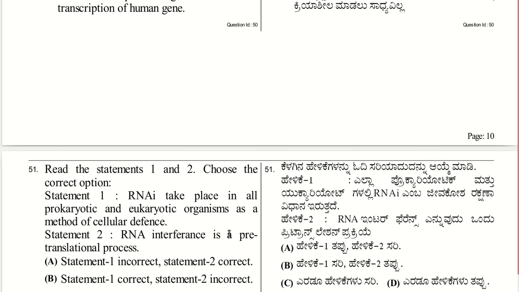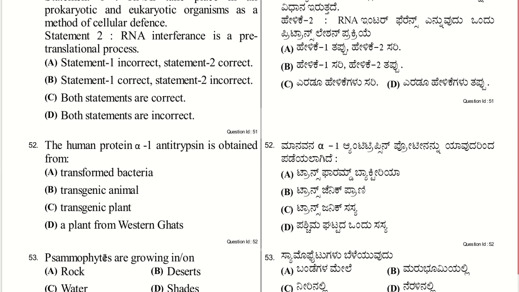51st, read the statement 1 and 2, choose the correct option. RNA interference takes place in all prokaryotic and eukaryotic organisms as a method of cellular defense. So statement 1 is incorrect. Statement 2, RNA interference is a pre-translation process. Statement 2 is correct. So statement 1 incorrect, statement 2 correct. So A is the answer for 51st.